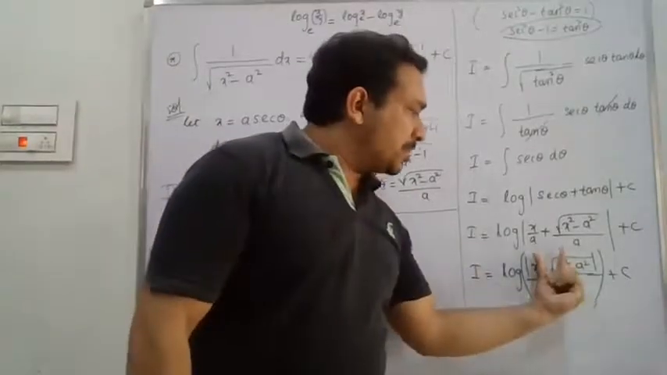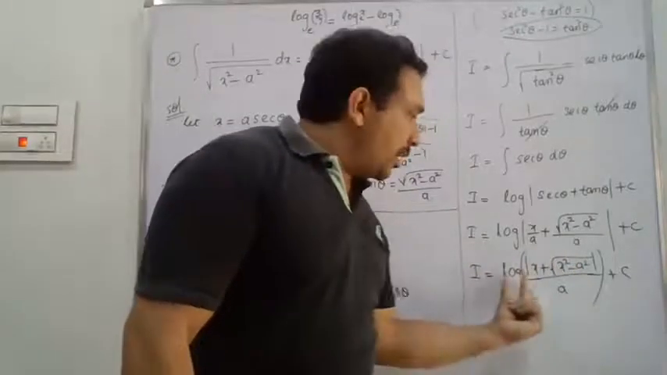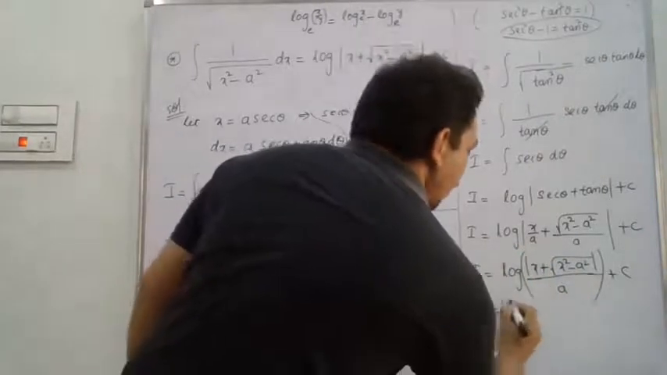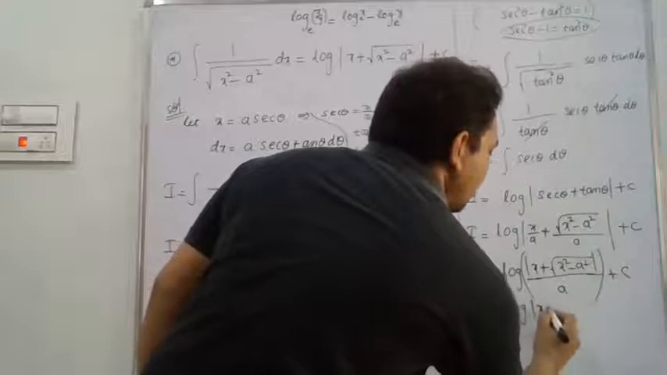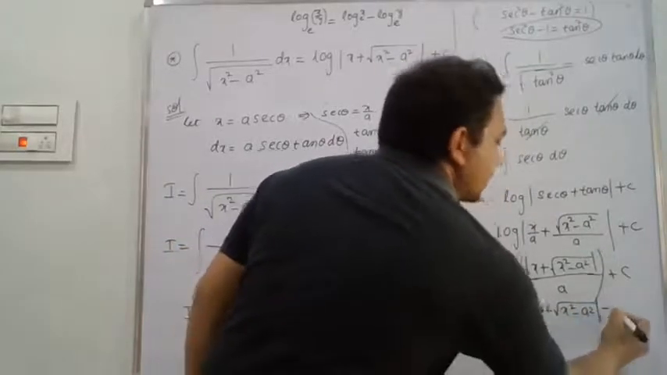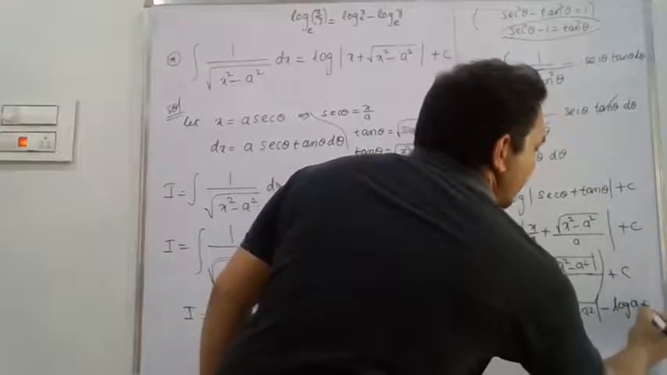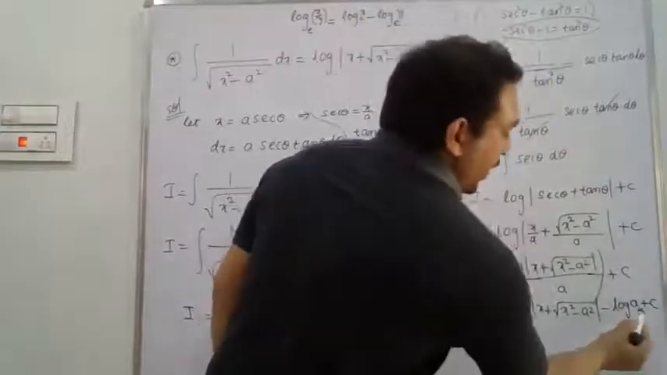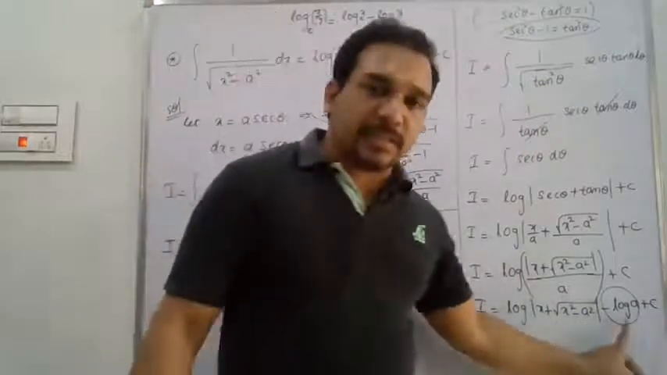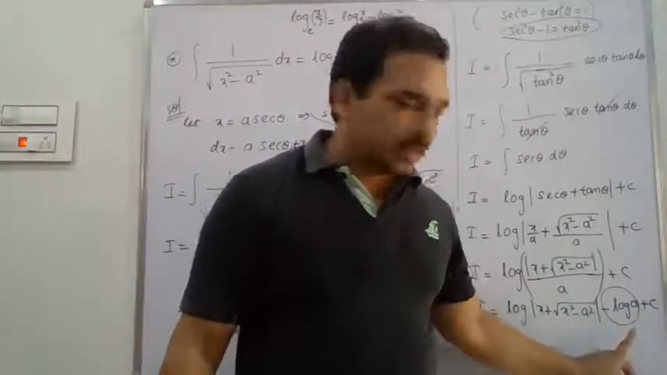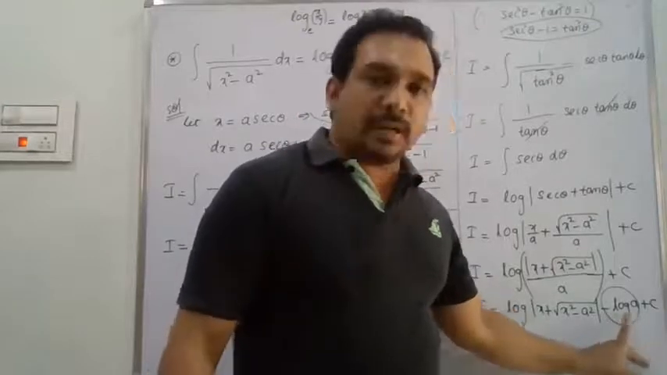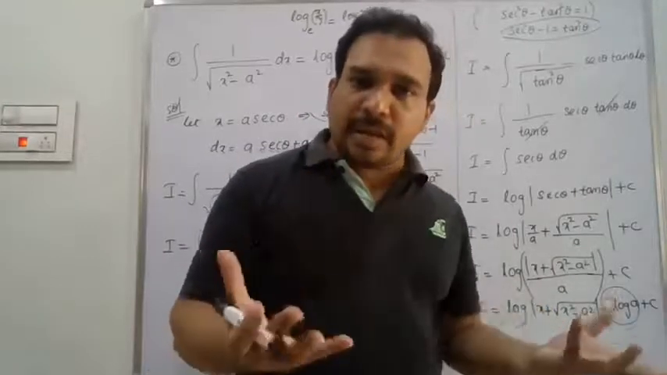Similarly here, numerator is x, denominator is y. Then logarithm of numerator minus logarithm of denominator. So I can write it as log of mod x plus square root of x square minus a square, minus log of denominator, a, plus constant. So a is a constant, that's why log a is also constant. Since a is a constant, logarithm of a constant is also a constant. And minus log a, so minus constant. Minus constant plus constant is also a constant.